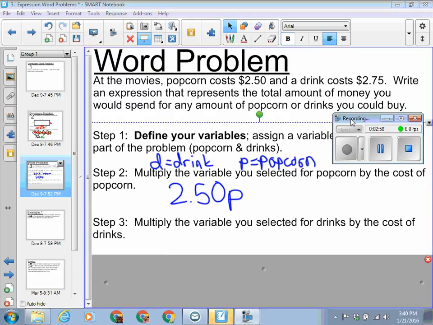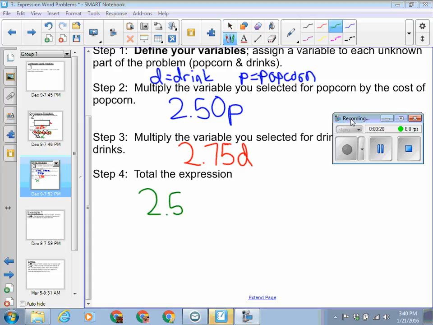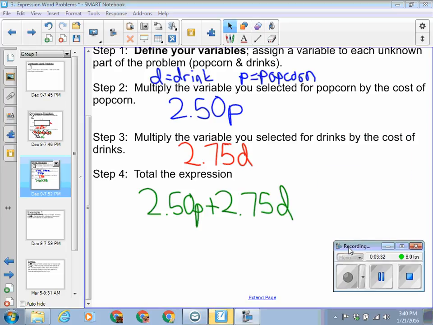Now we do the same thing for drinks. We said D for drinks. Drinks cost $2.75. That's still a bit cheap for drinks at movies, especially with the free refills. So $2.75D. Now we're trying to find the total amount. So all we have to do at this point is total the expression. So we have 2.50P plus 2.75D. That's how we can find the total cost for any amount of popcorn and any amount of drinks.